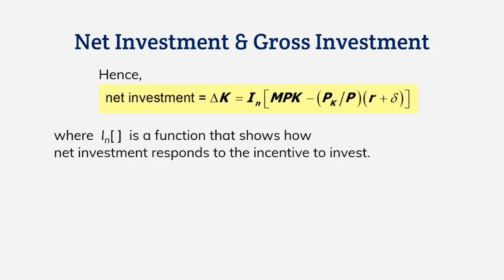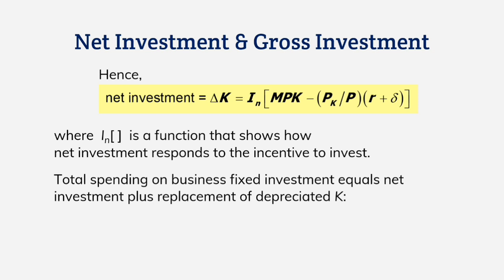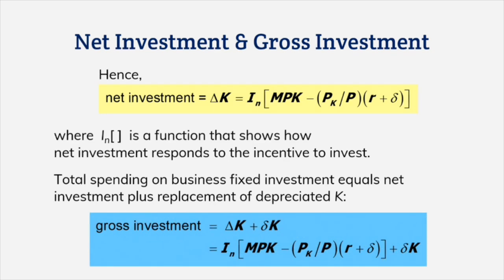The real cost of capital is the cost of buying and renting out a unit of capital, measured in units of the economy's output. The firm's decision regarding its capital stock, that is, whether to add to it or to let it depreciate, depends on whether owning and renting out capital is profitable. The change in the capital stock is called net investment. So net investment depends on the difference between the marginal product of capital and the cost of capital.